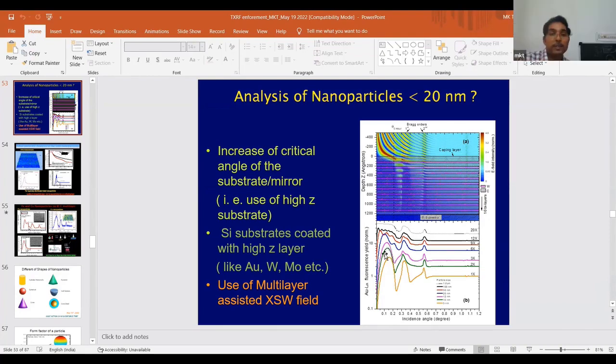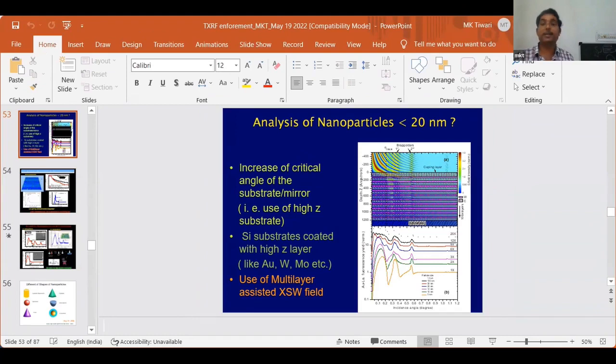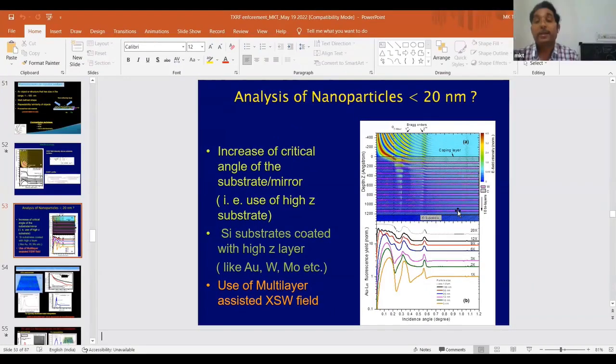Yes. If you use the multi-layer, the oscillations are more pronounced, and you can also distinguish the oscillations. Basically, application of the multi-layer allows a smaller size of particle.